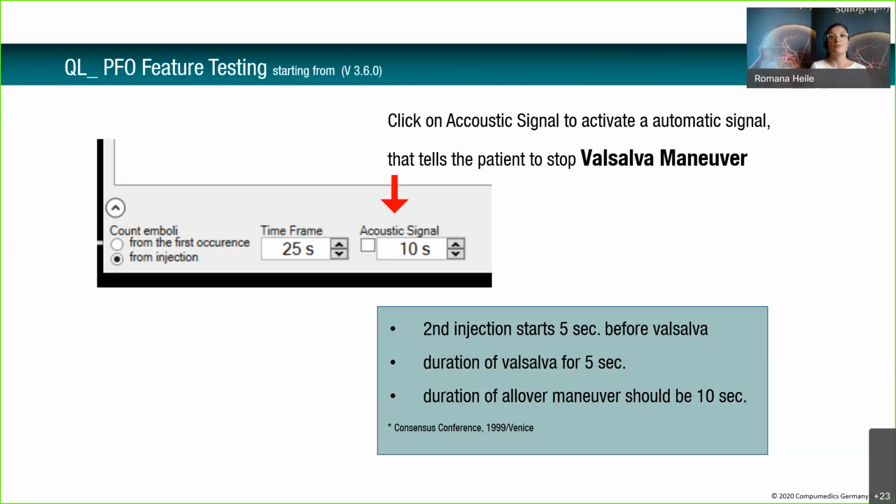That's much more accurate than if a person has to look at the watch and say, stop now. So to make it accurate, you can give an acoustic signal for the patient to stop the Valsalva maneuver. This is also changeable, because doctors may decide to have a longer or shorter period, or based on new research want to change this.